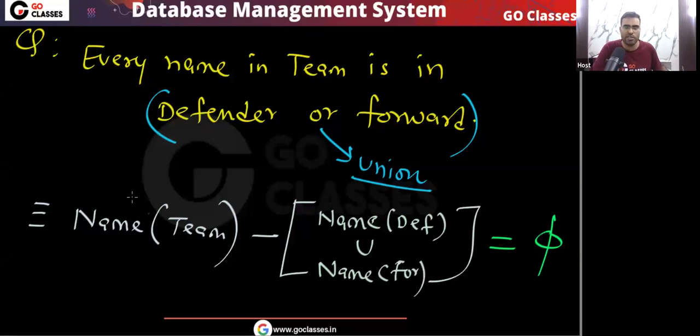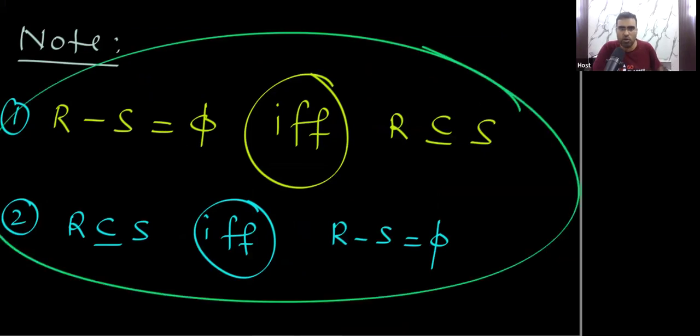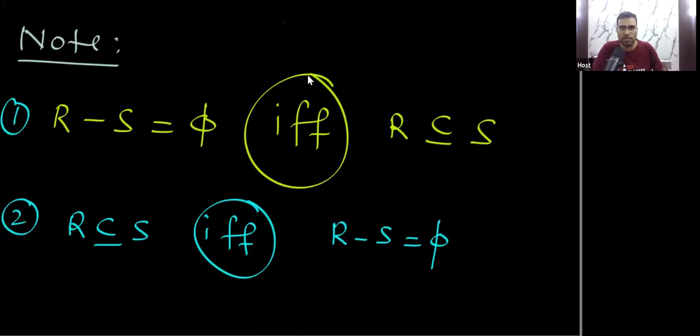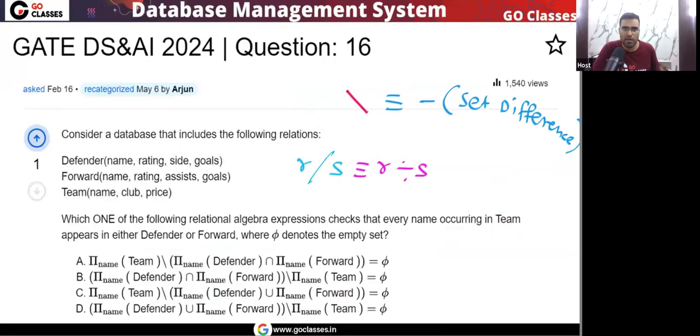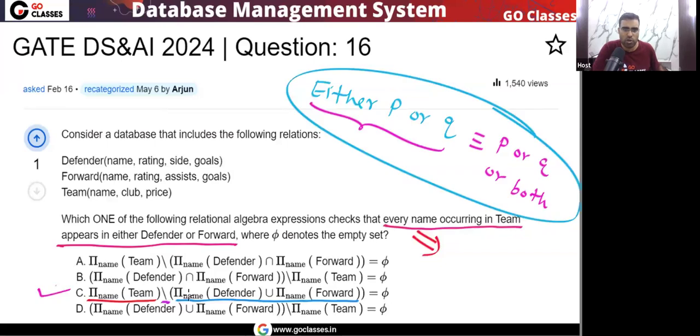Please tell me, did you understand? Is this clear to everyone? This question is based on this concept. I hope you understood, this is a very simple question. Now let's see the other options, what they are making sure. So remember, the answer will be option C. We found the answer. The answer is option C.